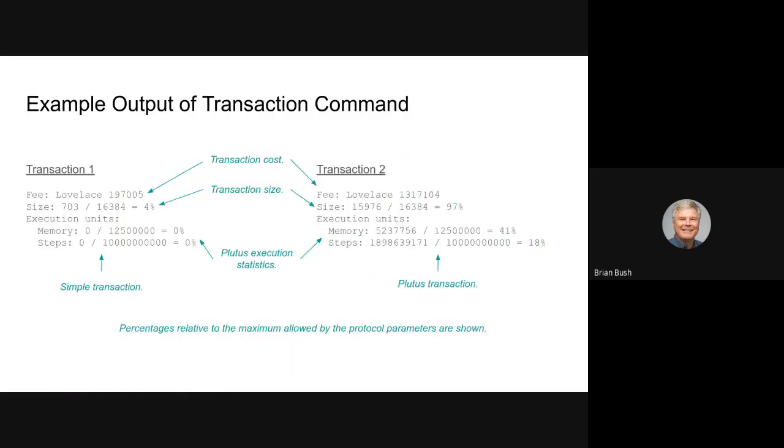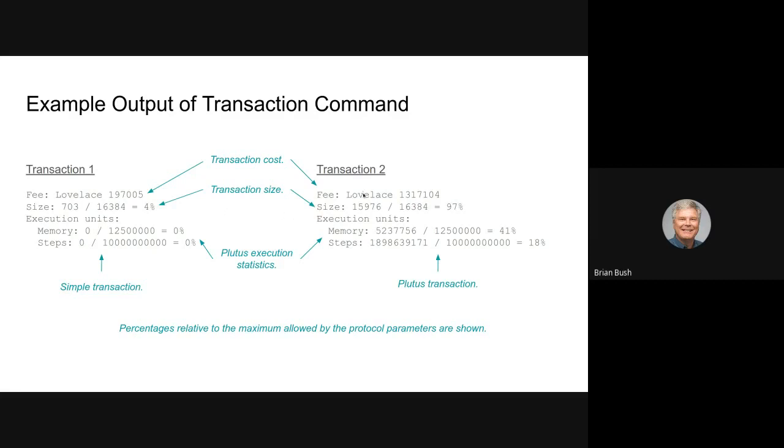As an example, we had this print statistics flag turned on. These are the sort of things that you will see when the statistics are printed. So here you can see that the first transaction was using about 0.19 ADA. That was the fee. The size of the transaction was 4% of the 16K limit on transaction size. So we're way under the transaction limit. And it actually wasn't running Plutus, so we didn't use any execution limit, execution steps, or memory.